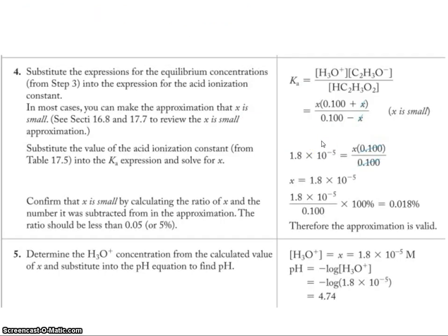Substitute that into my equilibrium expression with Ka. All right, so I've got X times 0.1 plus X over 0.1 minus X. X is small, which makes my math a lot easier. X is going to be equal to Ka. So if I want the pH, I'm going to take the minus base 10 log of my hydrogen ion concentration, which was X, 4.74.